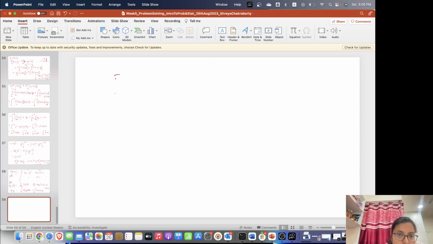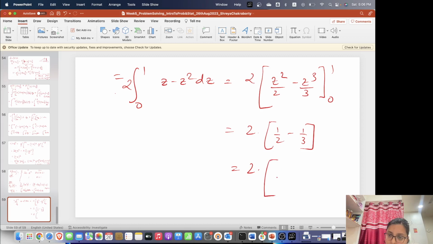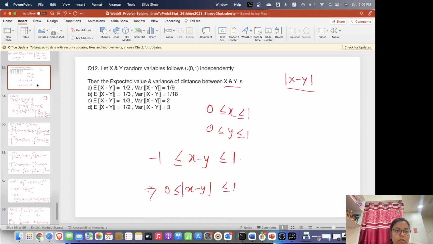So this will be the integral from 0 to 1 of 2 times (z minus z square) dz. So here we have 2 times (z square by 2 minus z cube by 3), 0 to 1. So we have 2 into (half minus 1 by 3), so we have 1 by 3. Therefore the expectation of Z equals 1 by 3. And also we were to find out the variance.